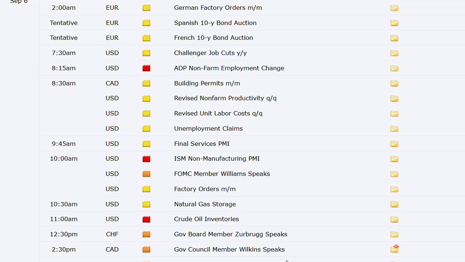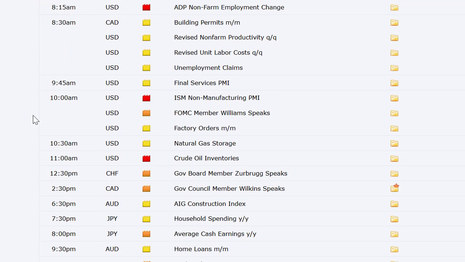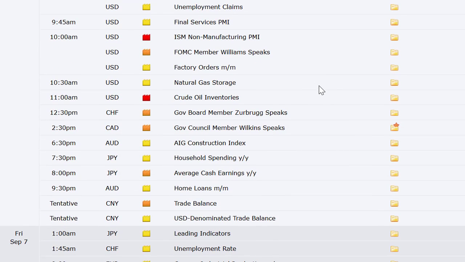GDP out of Switzerland. German factory orders, Spanish 10-year bond auction, French 10-year bond auction, Challenger job cuts here in the U.S., the ADP non-farm employment change here in the U.S., building permits out of Canada, revised non-farm productivity out of the U.S., and there are weekly initial and continuing jobless claims numbers. Those are at 8:30 a.m. Eastern time on Thursday. Final services PMI here in the U.S., and then our ISM non-manufacturing PMI, factory orders, natty gas, crude oil inventory is a day late because of the Monday holiday, but still coming out.